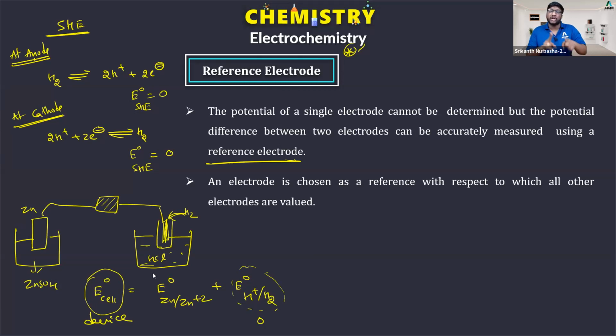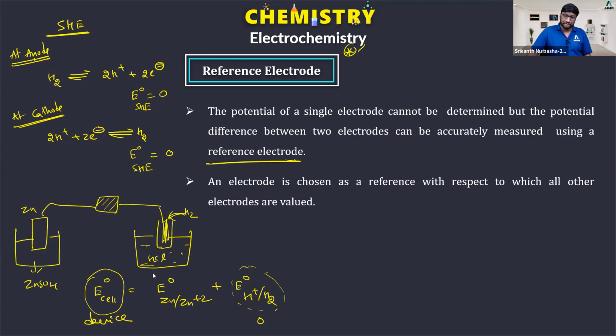Since you are assuming E naught of H plus to H2 as 0, with respect to that only you are getting the respective E naught of Zn to Zn plus 2 values. So when you change the reference electrode, the values are going to change. Whatever values you see in the electrochemical series, they are not fixed. They are with respect to the primary standard electrode, that is your standard hydrogen electrode.